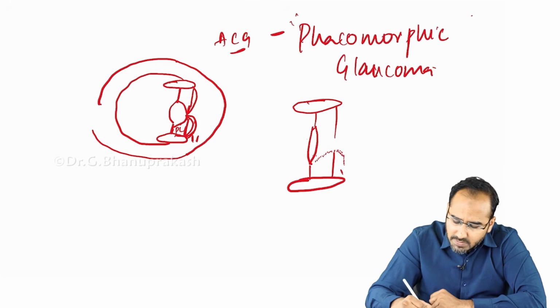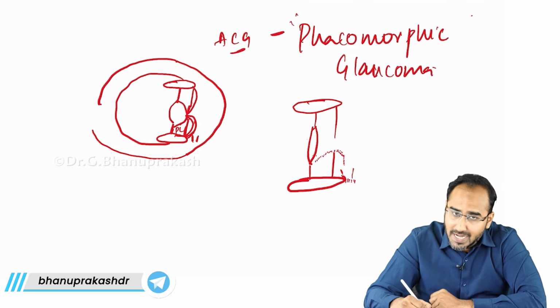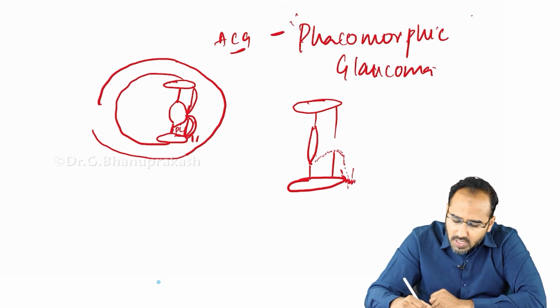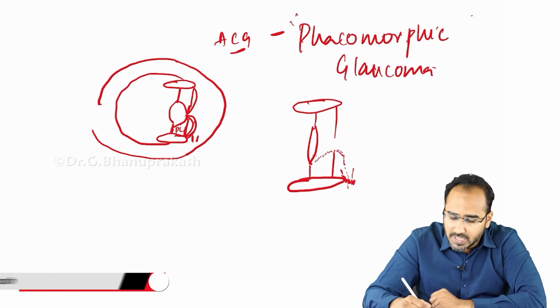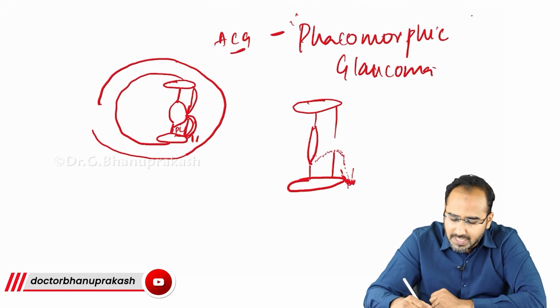In the anterior chamber, it goes into the angle. Okay? And from the angle, it goes into the trabecular meshwork. Trabecular meshwork only allows the water or the aqueous humor to go. What happens to the protein over here? The protein gets clogged over here. And due to this clogging of the protein, what happens? The trabecular meshwork gets blocked.